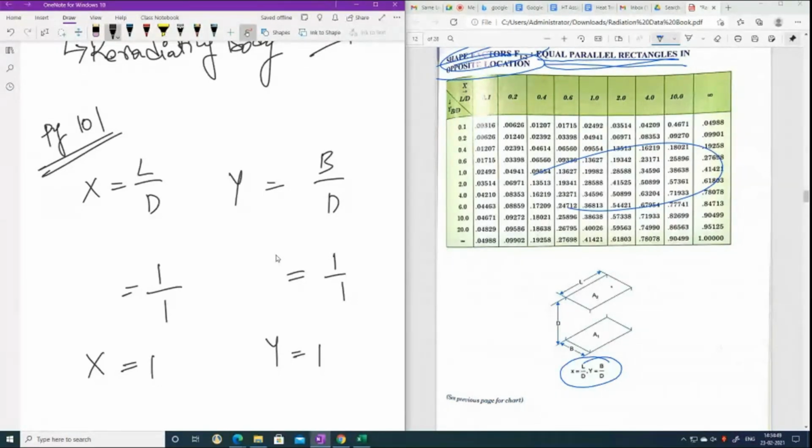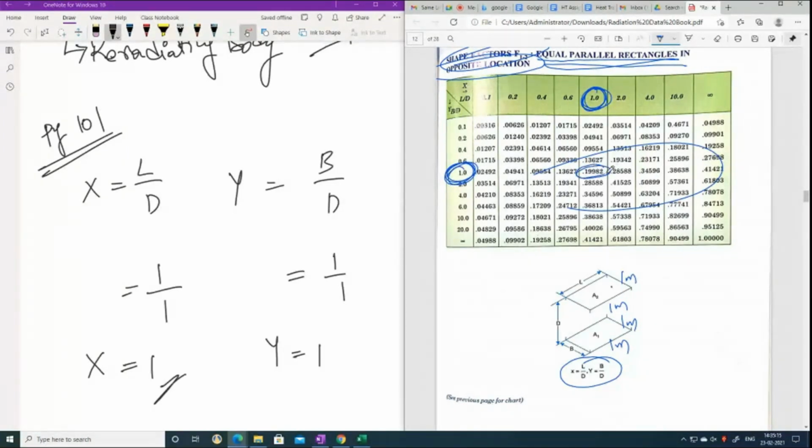Yeah, this is clear, no? x is equal to 1, y is equal to 1, because this is given as 1 meter by 1 meter in the question. The shape of this is given as 1 meter by 1 meter. That's why it's taken as 1 by 1, simply put. So x value, you have 1, and y value is 1. If you take the common point for these two, this will be the shape factor. Is that clear?